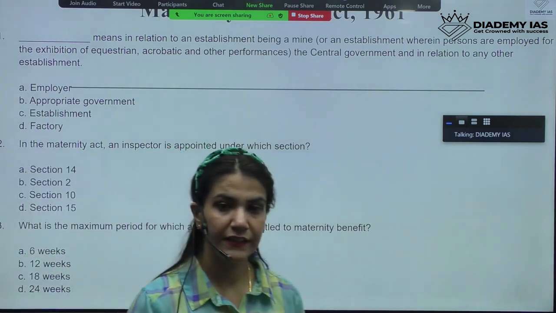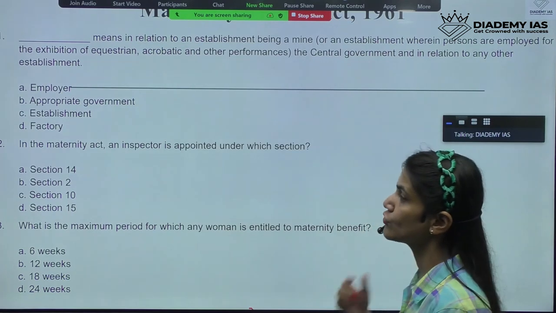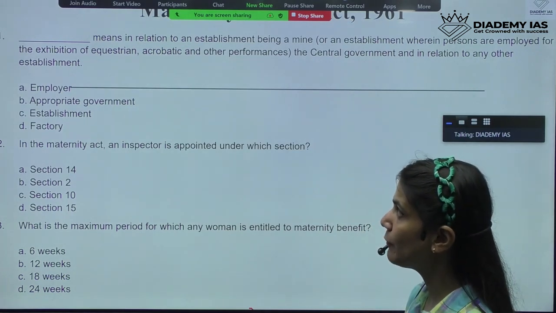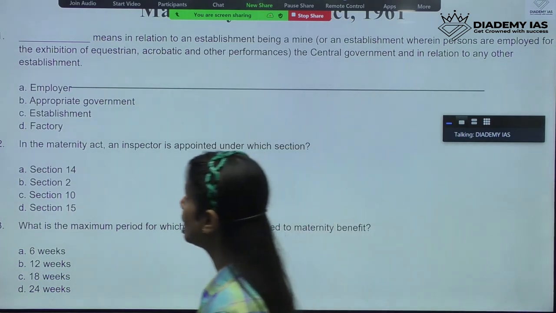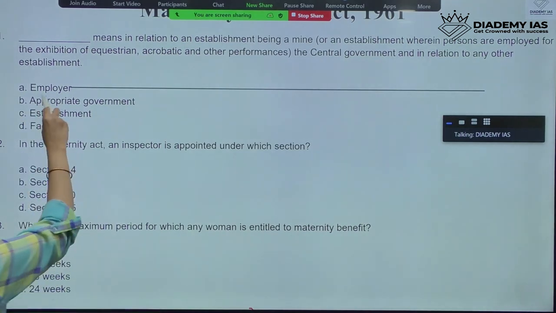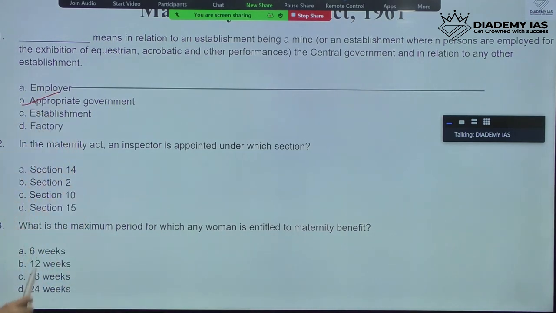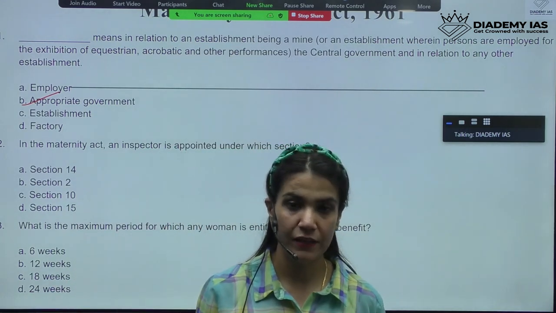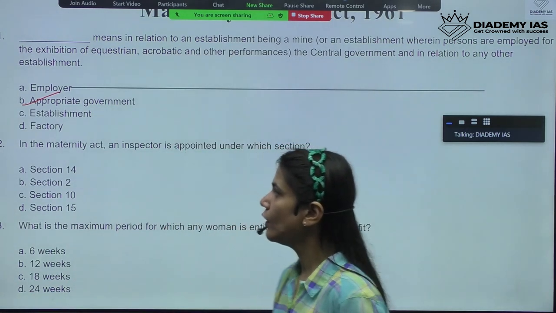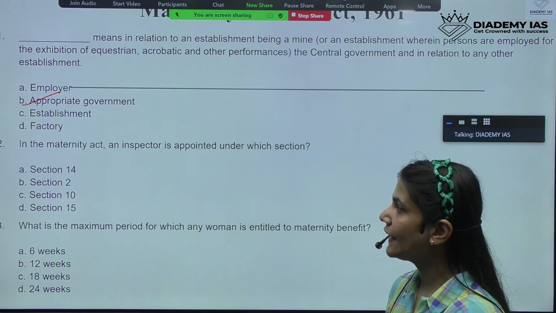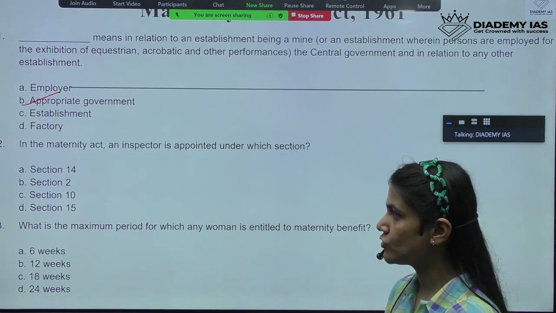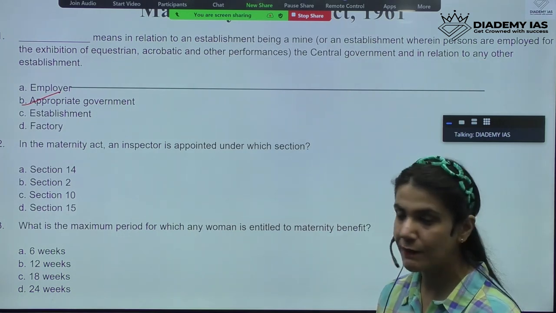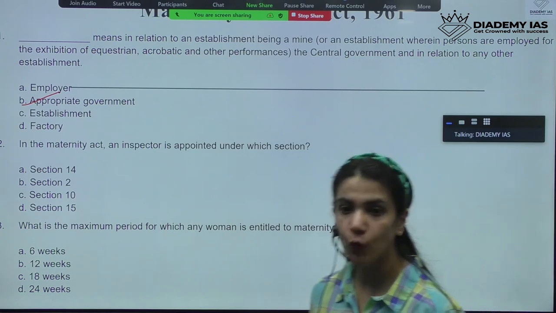So we did this clear definition, if you have seen that also, as a part of appropriate government, right? Appropriate government means, in relation to an establishment, being a mine or anything, in accordance with, and this is specifically talking about the Maternity Benefit Act 1961. So you need to be very well versed with that definition. Okay? In the Maternity Act, an inspector is appointed under which section? The appointment of an inspector is definitely done under section 14.